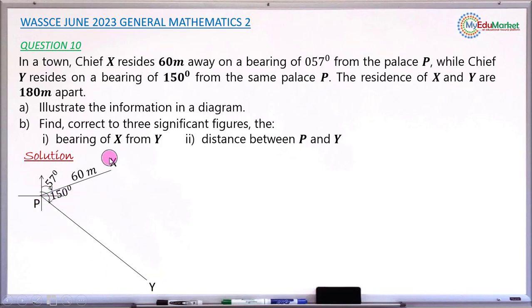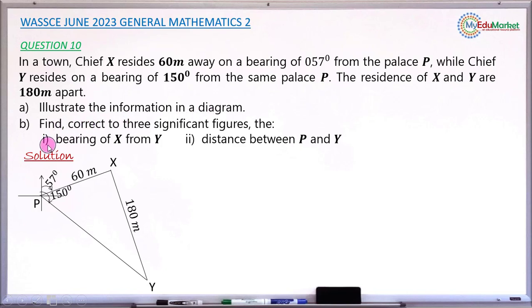The two residences X and Y are 180 meters apart. So I'll join a line and mark it as 180 meters, the distance from X to Y. So this is the drawing, and we have completed it, and therefore question number A has been answered. Then we move to question number B.